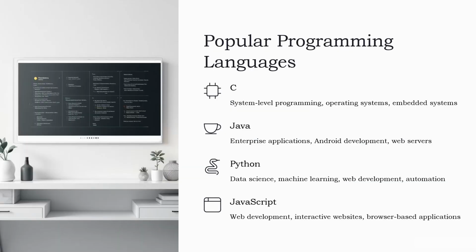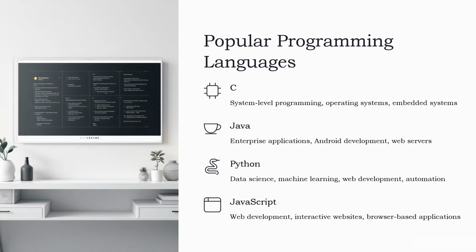Now, let us see the examples of programming languages. There are many programming languages available today. Some of the examples include C programming, Java, Python, JavaScript. Each language is designed for a specific purpose. For example, C is mainly used for system programming and is very efficient and fast. And it is a foundation for every programming language.